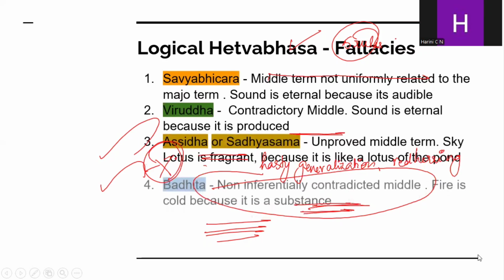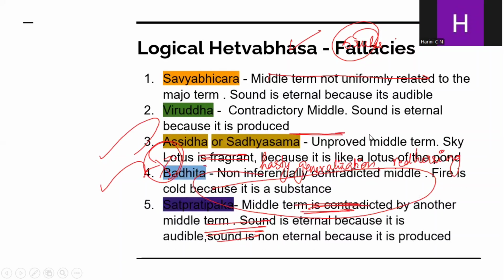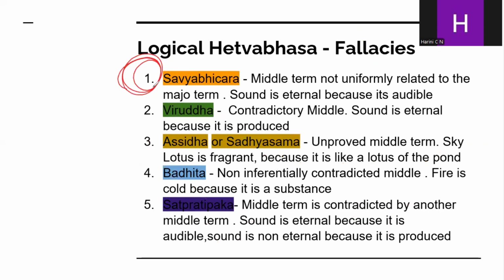Next is the most important topic, the logical Hetvabhasa fallacies. Examples or the meaning can be asked in the exam. Savyabhichara was asked, and I have already told you in my exam analysis that the Savyabhichara fallacy was asked in the exam. Here, the middle term is not uniformly related to the major term. It is called the Savyabhichara fallacy.